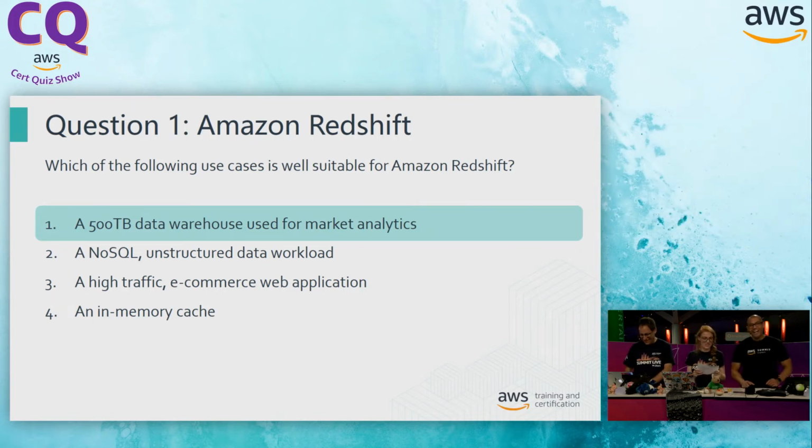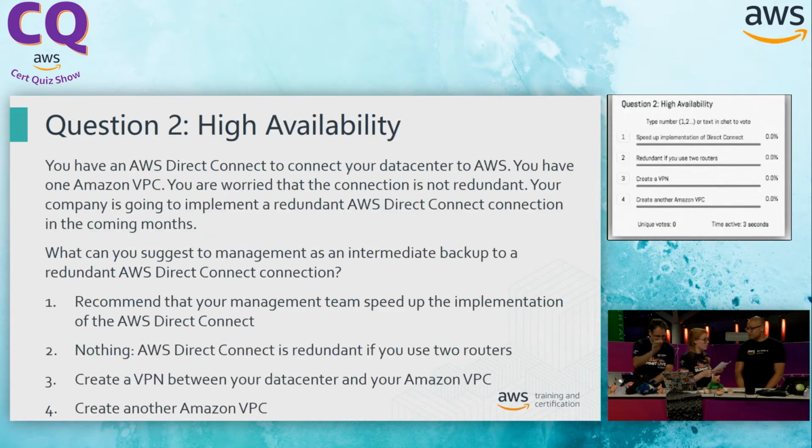All right, question 2, high availability. You have an AWS Direct Connect to connect your data center to AWS. You have one Amazon VPC. You are worried that the connection is not redundant. Your company is going to implement a redundant AWS Direct Connect connection in the coming months. Can you say that again? I didn't quite catch it. What can you suggest to management as an intermediate backup to a redundant AWS Direct Connect connection?